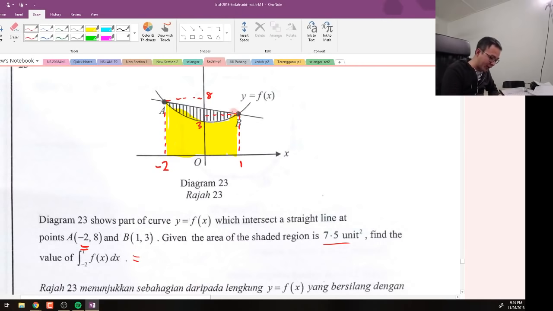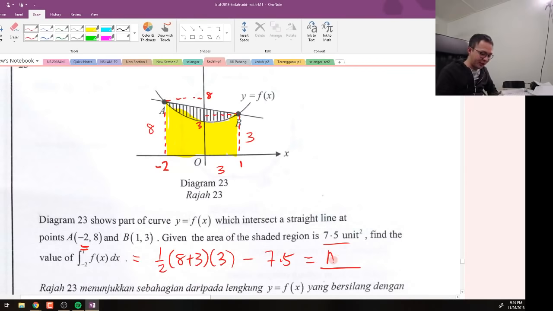The area of the trapezium, since we have all the coordinates here, right? The height here will be 8, the height here will be 3, and the distance here will be 3. So it will be half times (8 plus 3) multiplied by 3, which is the area of the trapezium, and then minus 7.5, that's all. Then you use the calculator and you should be able to get the correct answer. Because the shaded region is given, right? This shaded region over here is 7.5. So you can understand the shaded region plus the yellow region gives the trapezium. So I can use the trapezium minus the shaded region to get the yellow region.